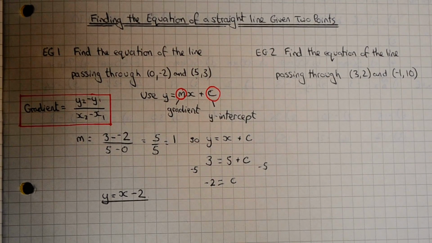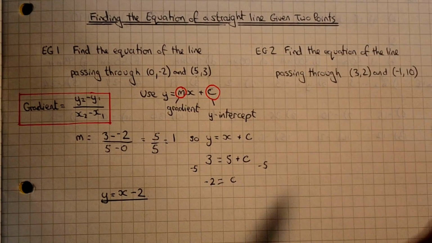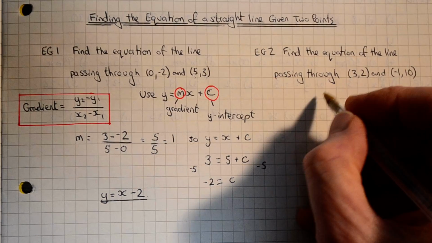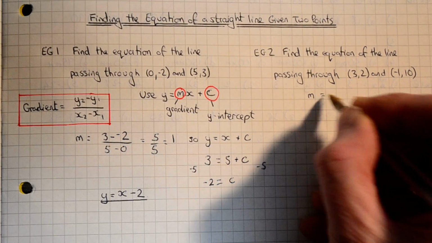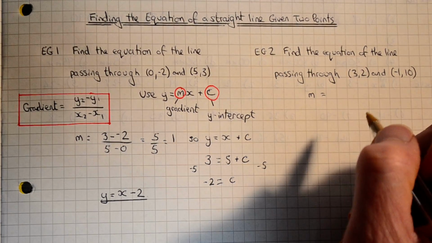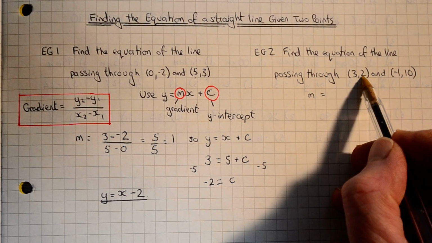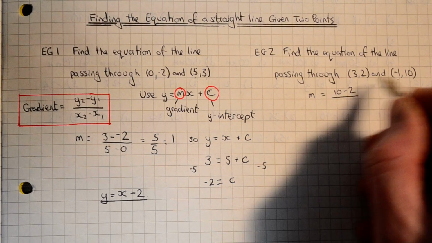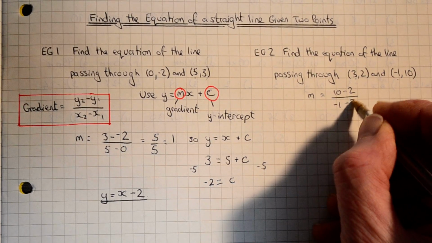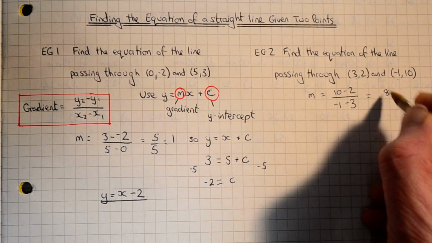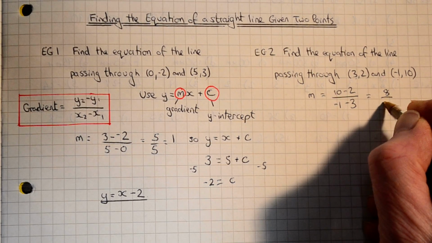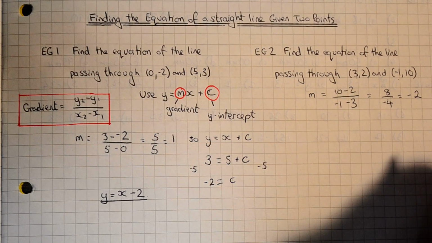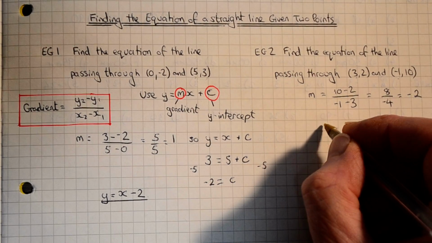Let's try another one. Example 2. This time it's going through these 2 points. So the same method. First of all, we'll work out m, the gradient. So it's the y2 minus y1. So do 10 take away 2, over x2 minus x1. That gives us, we've got a positive divided by a negative, give us a negative answer. So that's our gradient. We can now substitute that into our equation.